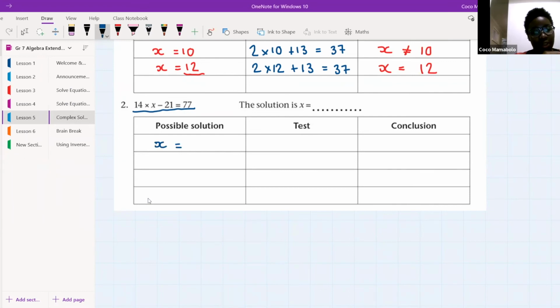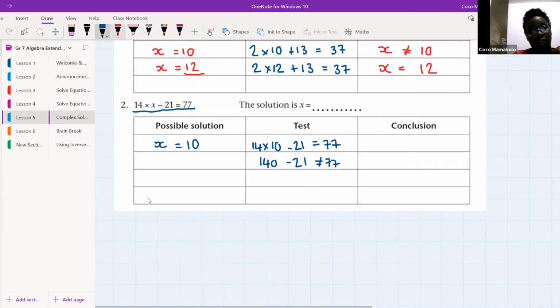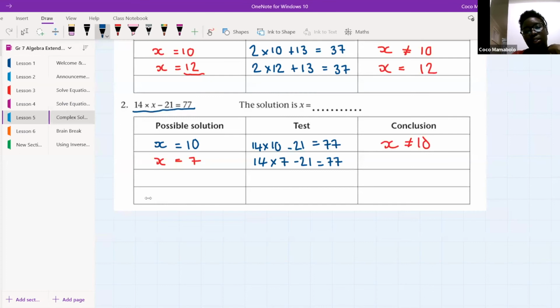Let's try x is equal to 10. We'll start there. I'm going to do this one quickly while you guys are trying to figure out the right answer. Remember, try everything that you can. I'm going to go 14 times 10 minus 21. I'm seeing so many people already in the chat with the right answer. This is going to give me 140 minus 21, which is not equal to 77. Therefore, I can conclude that x is definitely not equal to 10. All right, I'm going to try your guys' number. Let me try x is equal to 7. I'm going to get 14 times 7 minus 21 is equal to 77. Therefore, 14 times 7 is, isn't it 89? Guys, help me out, my maths.